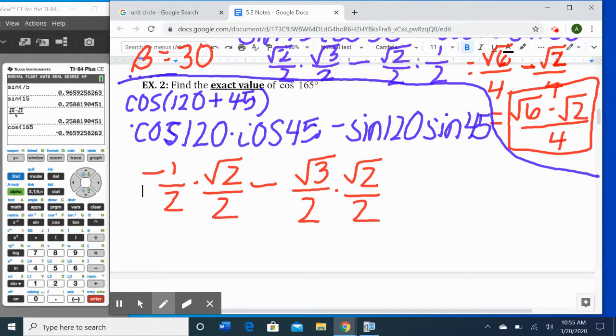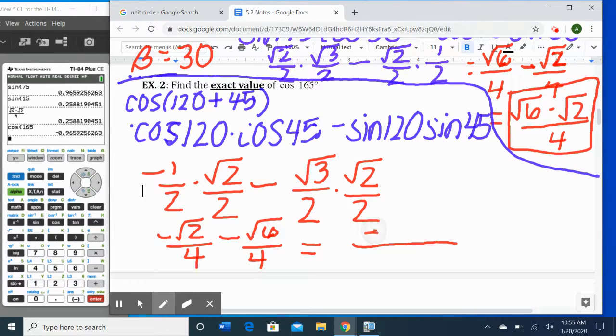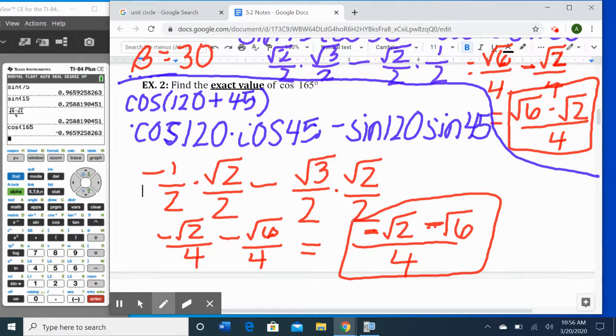And so when I multiply, negative 1 times negative root 2 is negative root 2 over 4. 2 times 2 is 4. And then root 3 times root 2 is root 6 over 4. But I'm not allowed to combine roots with addition or subtraction unless they're the same. So my numerator is going to be negative root 2 minus root 6 all over 4. And if I were to type that in, I would get negative 0.96, etc.